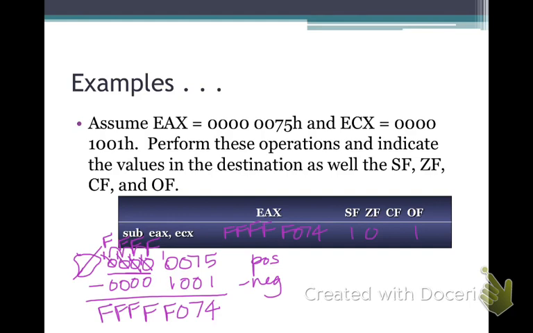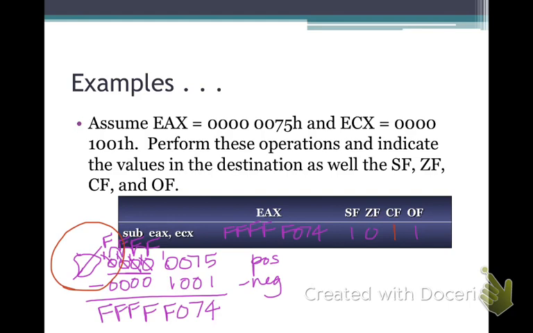How can I tell? Because we had to borrow from our secret friend. So in subtraction, when you have to borrow from your secret friend who is beyond your fixed length, that generates a carry flag.